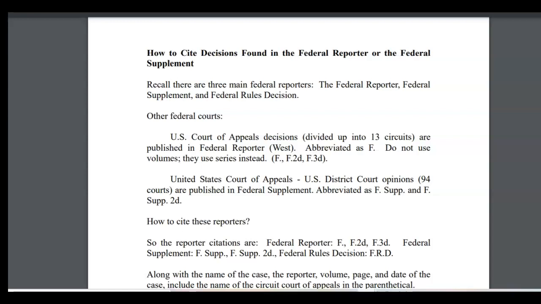While citing to the Federal Supplement, you need to include the district and the state of the decision along with the date that the case was decided. All this information must be provided in the parentheses, or the parenthetical. Don't worry, we will look at an example soon.